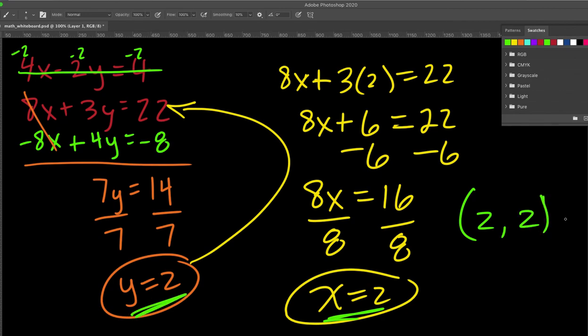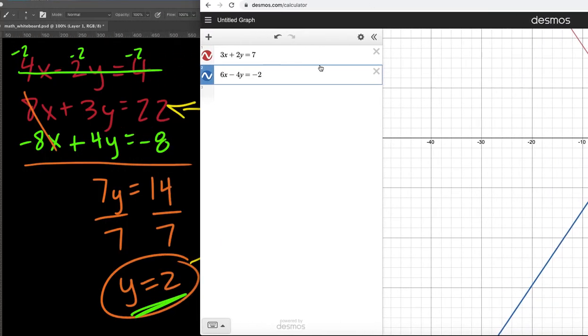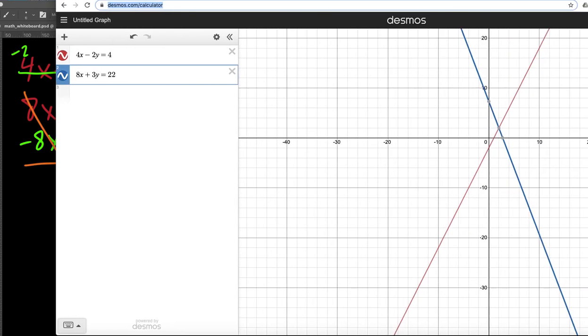Okay, so if we graph these on Desmos, they should cross at 2, 2. So let's just verify that that's true. So we have 4x minus 2y equals 4. This one's 8x plus 3y equals 22. We look at it, it does cross at 2, 2, so we feel good about it and we got the right answer.